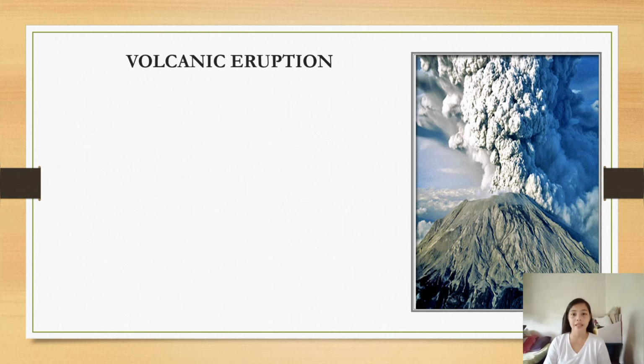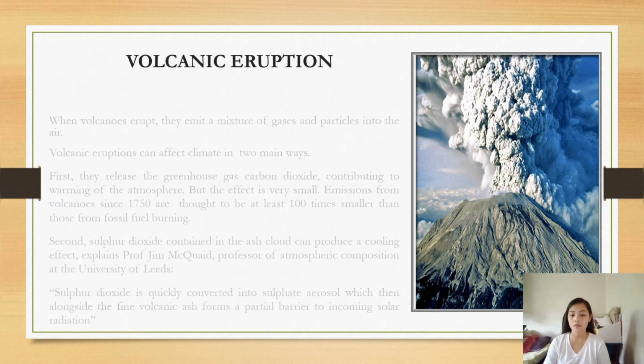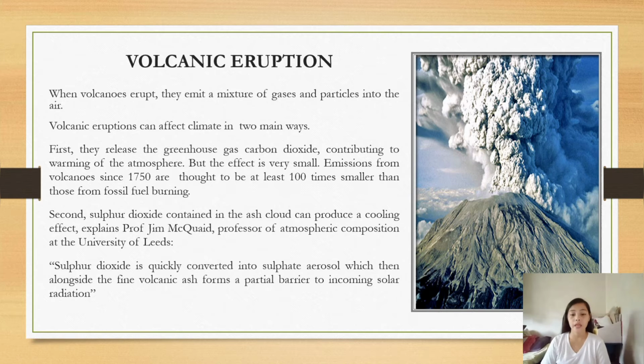Next is volcanic eruption. When volcanoes erupt, they emit a mixture of gases and particles into the air. Volcanic eruptions can affect climate in two main ways. First, they release the greenhouse gas carbon dioxide, contributing to warming of the atmosphere, but the effect is very small. Emissions from volcanoes since 1750 are thought to be at least 100 times smaller than those from fossil fuel burning.